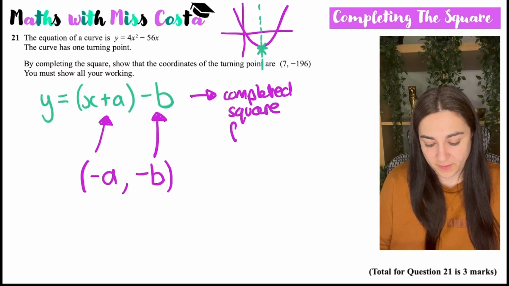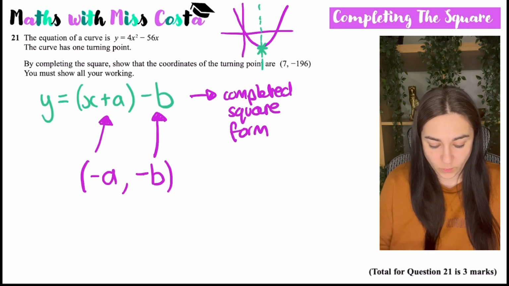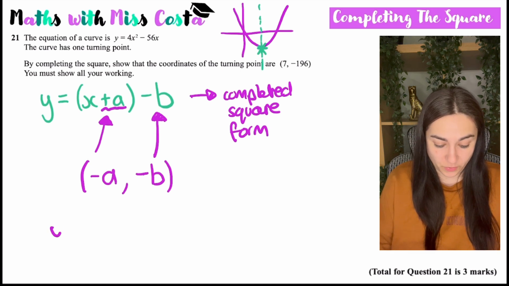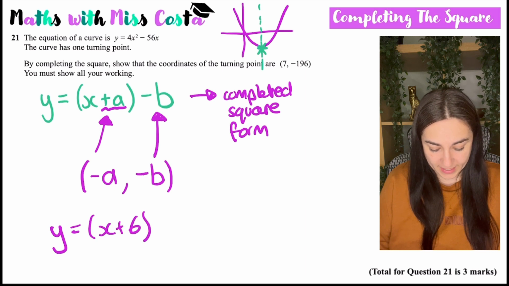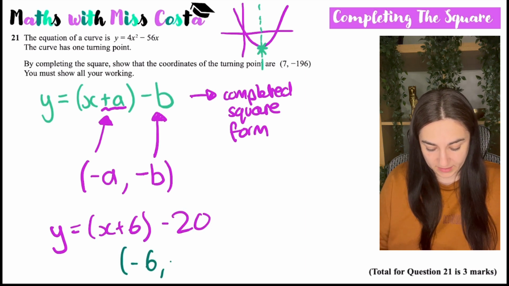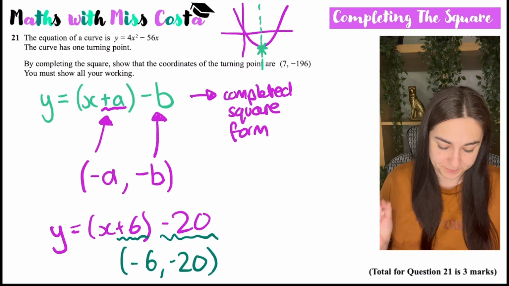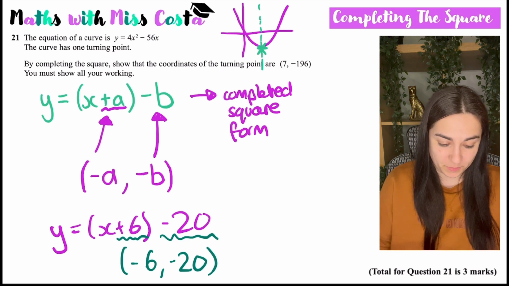And in order to find the turning point, all I'm doing is I'm going to write my x coordinate is going to be the inverse of whatever this value is. So if we had, for example, x plus 6 minus 20, the turning point would be minus 6, minus 20. So the x coordinate is always the inverse of here, and the y coordinate remains the same. So that's something to bear in mind for later.